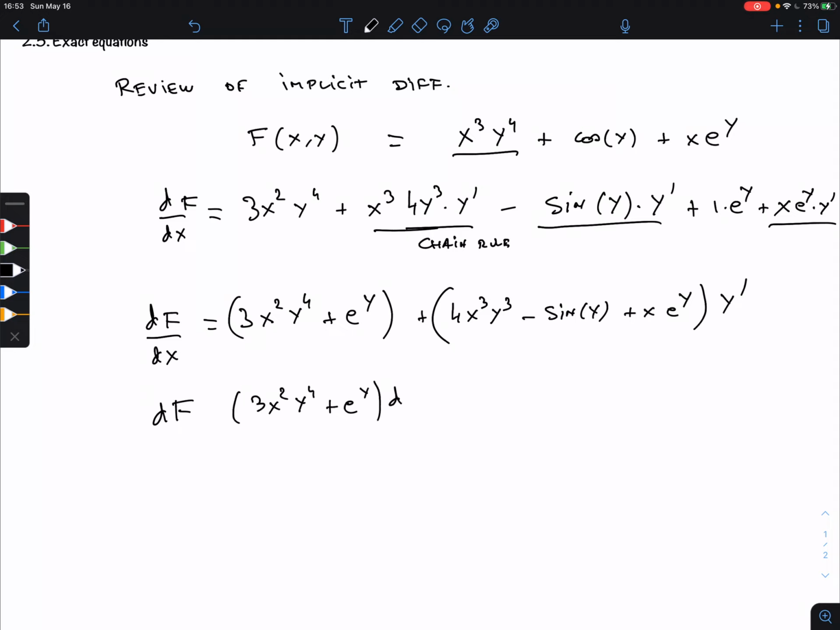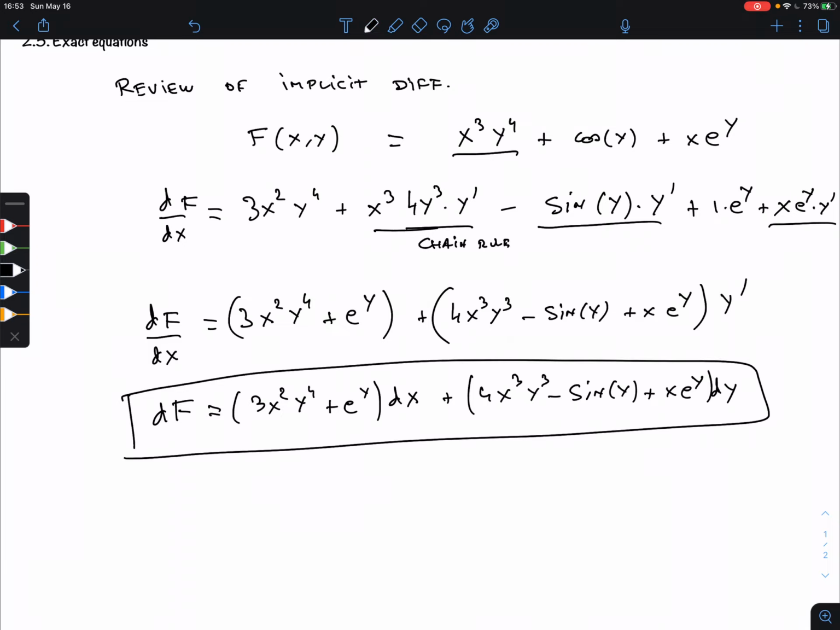So this would be here a dx then, right? We had y prime, which is also dy/dx, right? So we multiply, so to speak, everything with dx, plus 4x cubed y cubed minus sine y plus x e^y dy. Okay, so this way it is really symmetrical now if you write it this way. Okay, so that is df.